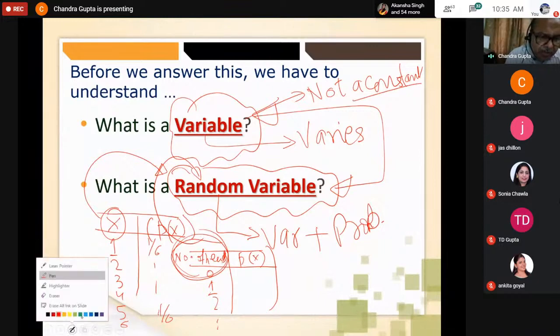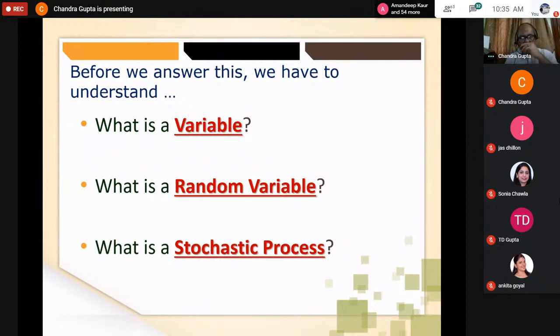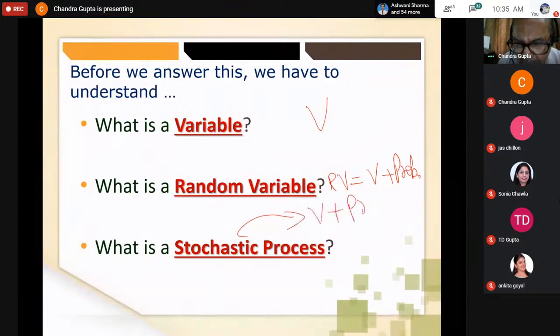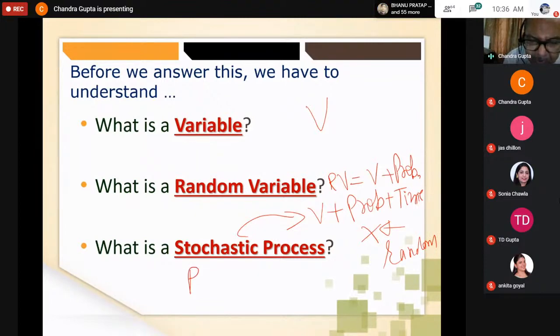Okay, then we have what is called a stochastic process. A random variable is a variable plus a probability attached to it, and a stochastic process is a variable plus probability plus a time dimension attached to it. So if you say x is a random variable, then let's call P my stochastic process, that will be the set of x1, x2, x3, and so on. So this set of random variables observed over a period of time is called my stochastic process.